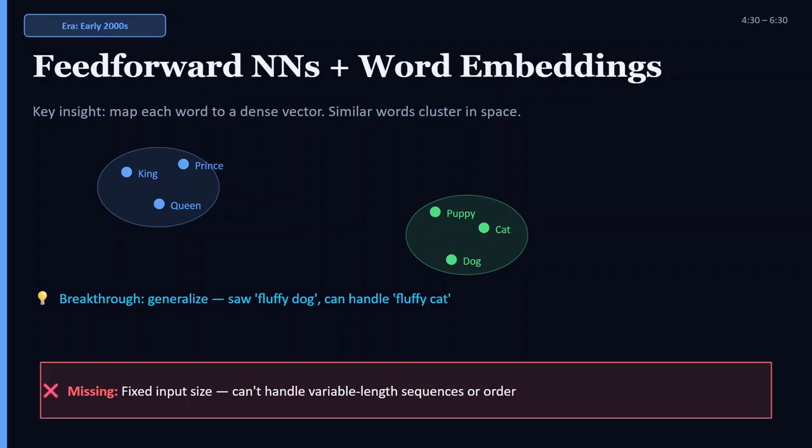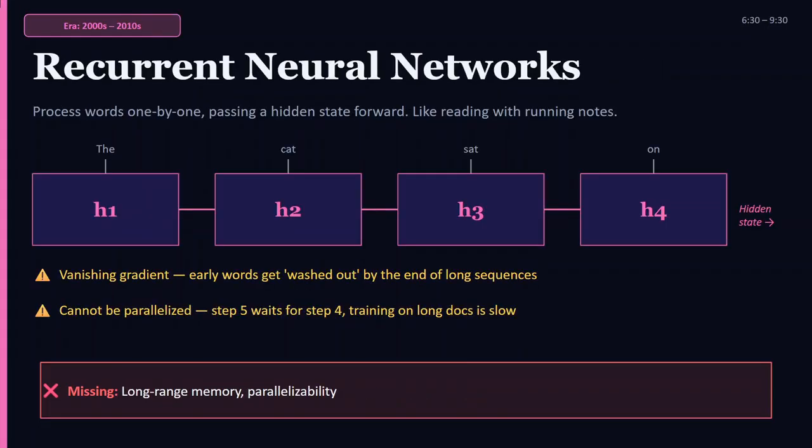That's what brings us to the next architecture called recurrent neural networks, or RNN. The idea is beautiful in theory. Process language word by word, simple, and pass a hidden state from each step to the next. It's like short term memory. At each step, the network updates its internal state based on the current word and everything it has seen so far.